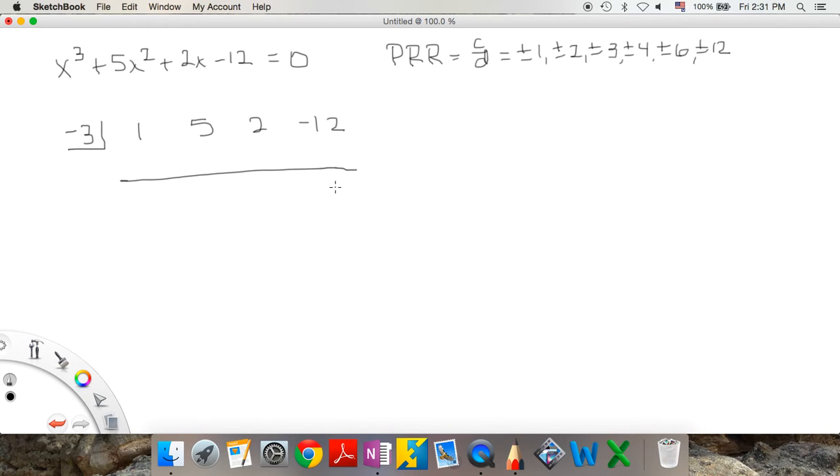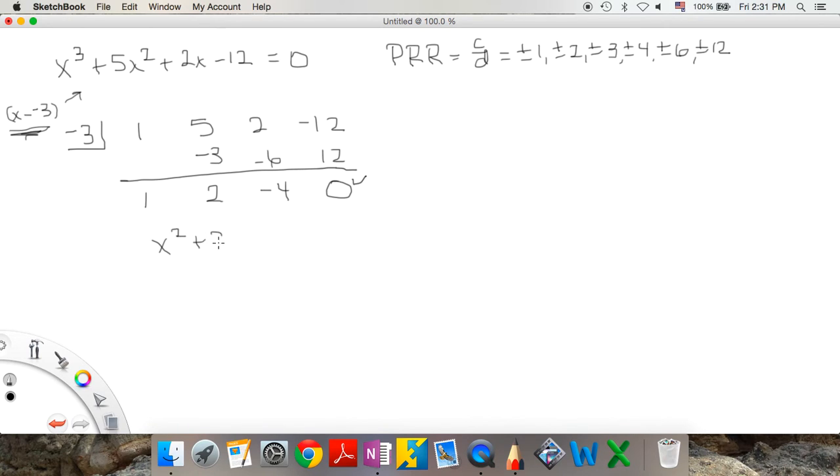Now remember, the goal is to have a 0 as your remainder so that you know that this actually is a 0 for this, because remember, this means x minus negative 3 is a factor of that. So 1, multiply, add, multiply, add, multiply, add, and that works. So that means this is one of the factors.